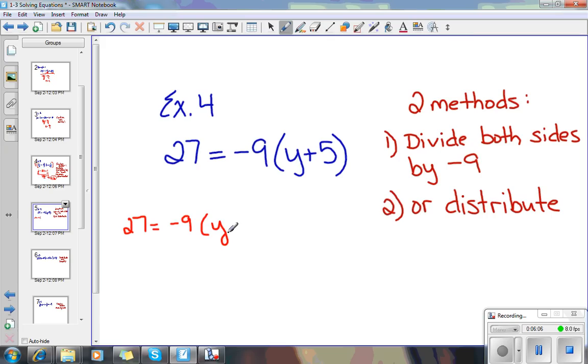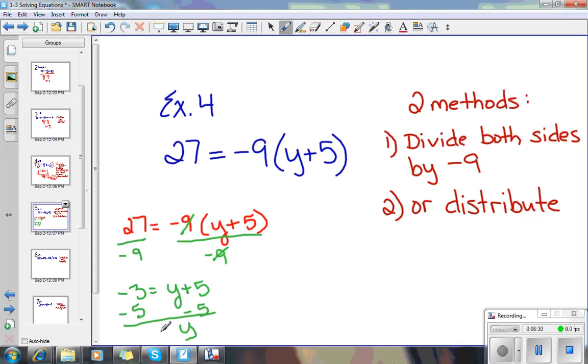The first method I'm going to use is to start by dividing each side by negative 9. So I'm going to divide this side by negative 9 and this side. Over here they cancel. I'm left with negative 3 equals y plus 5. And now I can subtract 5 on each side, and I get y equals negative 8 is my answer.